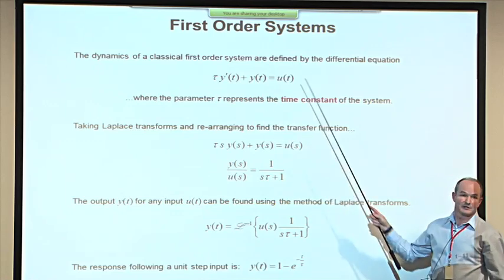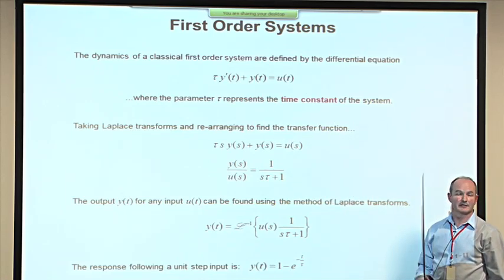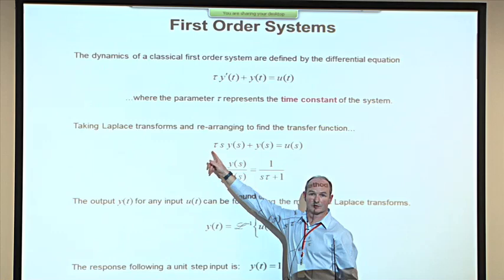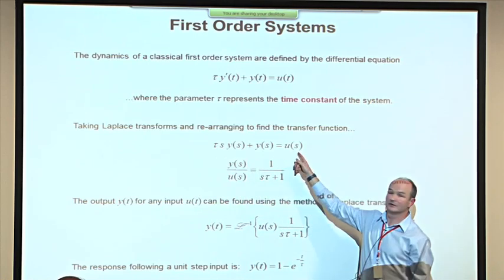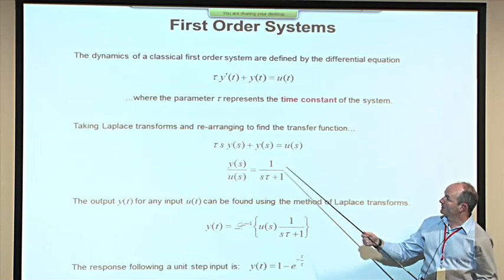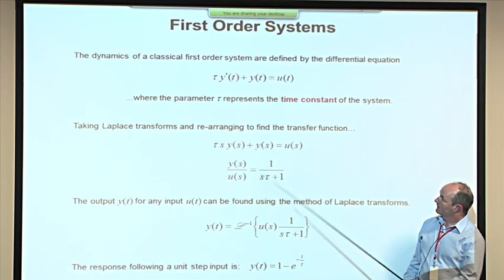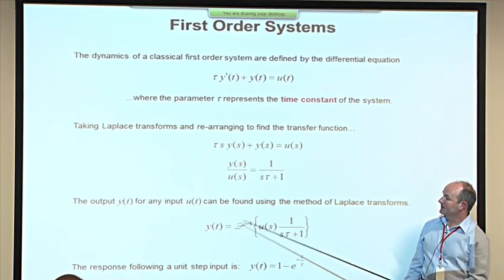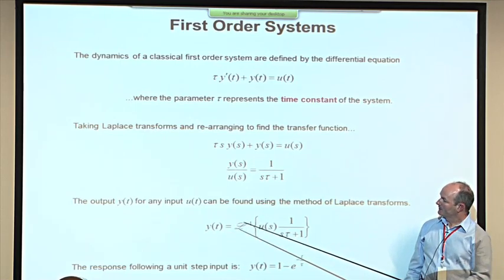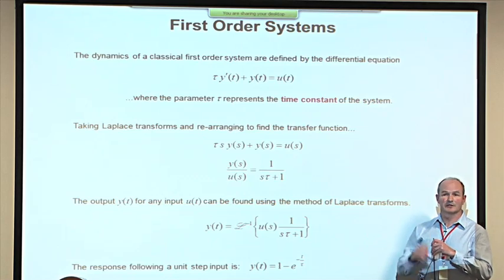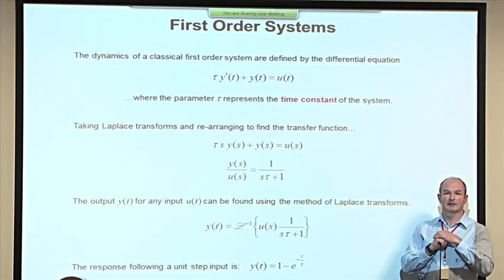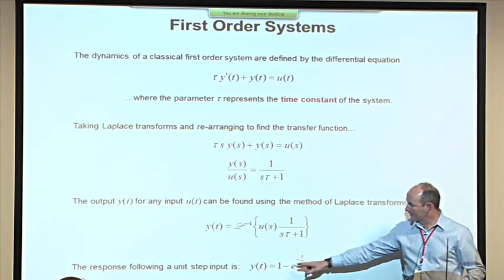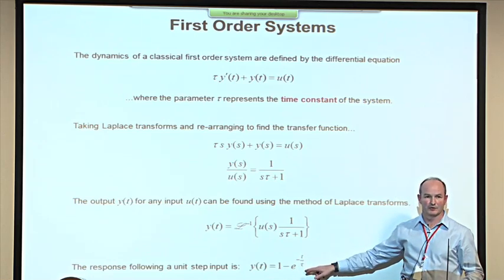Now we treat this differential equation just as we did in the previous slides. We take its Laplace transform for 0 initial conditions. So we find that the Laplace transform term by term is tau times s times y of s plus y of s equals u of s, and the transfer function is 1 over s times tau plus 1. Now we can calculate how this system will respond for various types of input by multiplying both sides by u of s and taking an inverse Laplace transform. When we do this for a step input, u of s would be 1 over s, and a partial fraction expansion followed by an inverse Laplace transform gives us the time response to a unit step: 1 minus e to the minus t divided by tau.